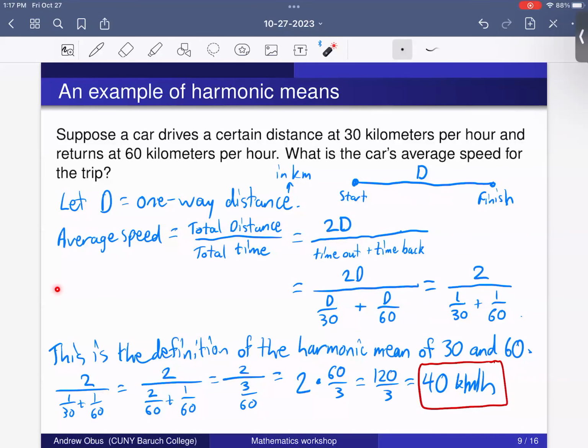When you set up the problem using distance and time, then what it turns out that you're actually taking is the harmonic mean of the speeds, not the standard arithmetic mean of the speeds. So it turns out that the average speed is actually 40 kilometers an hour, not 60.